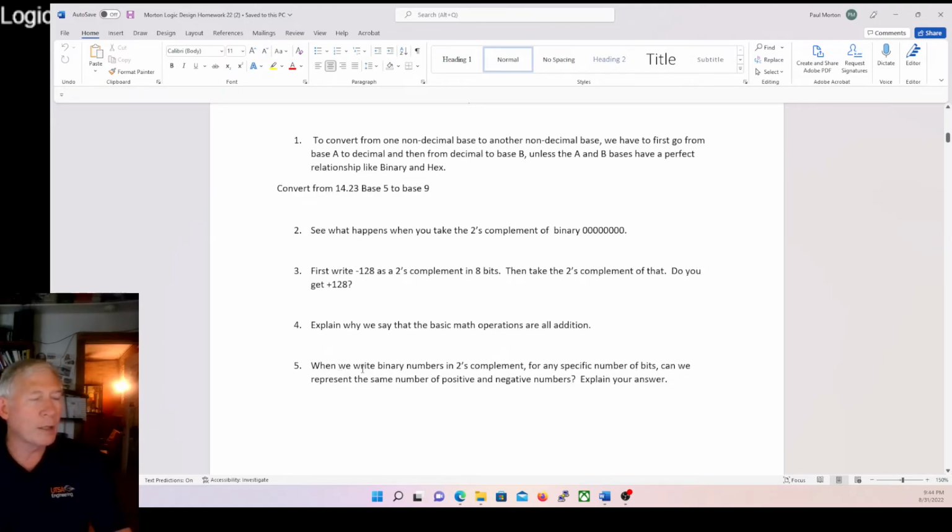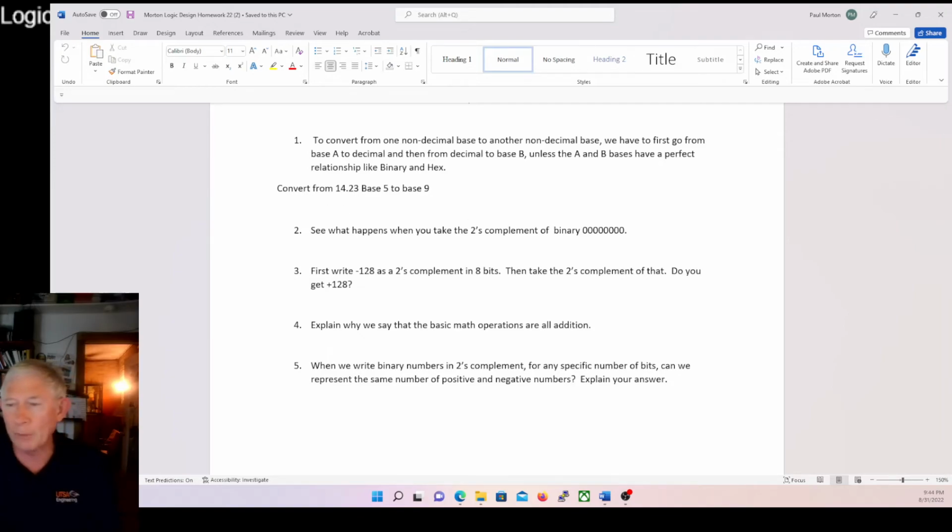yeah, so I kind of answered this already. When we write a binary number in 2's complement form for any specific number of bits, say like 4 bits, we can represent the same number of positive and negative numbers. Why is that true? Well, in 4 bits you get 0, 1, 2, 3, 4, 5, 6, 7. So that's 8 values. And you get minus 1, minus 2, minus 3, minus 4, minus 5, 6, 7, and 8. So you get 8 negative numbers and 8 positive numbers, but you start with 0 on the positive side. And that's why they're the same. I pretty much answered that, but you have to write that out.